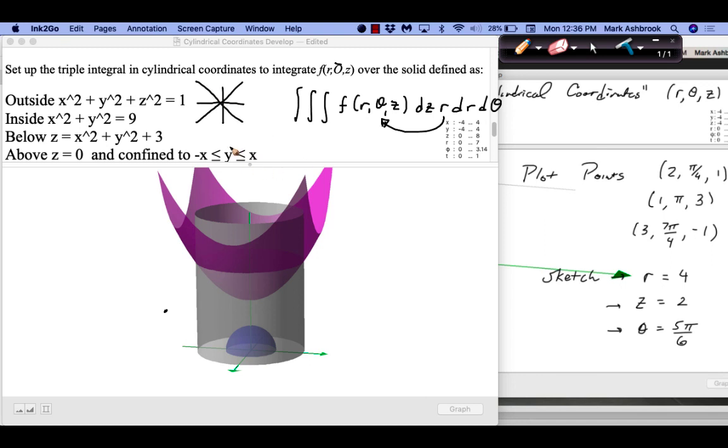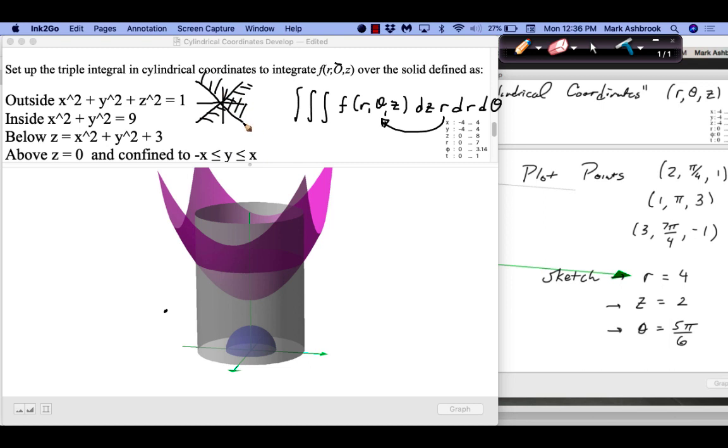So what do we want? All y coordinates less than or equal to x. Where is that? All points with y coordinates less than or equal to x would be below this line, right? So everything below that line. And then all y coordinates greater than or equal to negative x would be all points above this line.